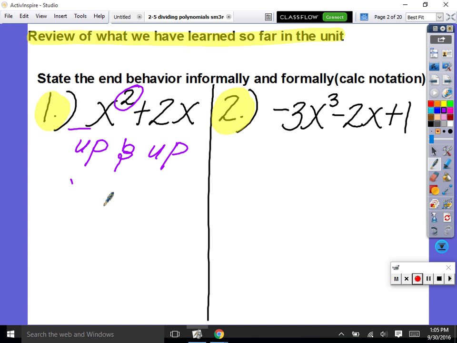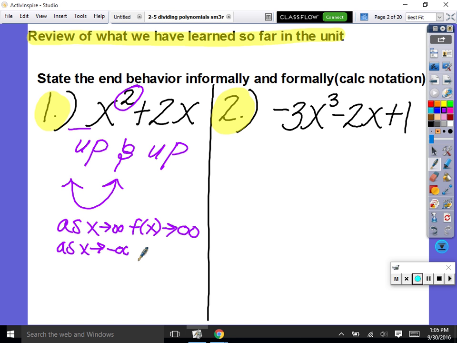I always, to figure out the end behavior, draw a quick little picture. So as x is approaching positive infinity, f of x is approaching positive infinity. As x is approaching negative infinity, our function is approaching... isn't it approaching positive infinity still? Okay, awesome.